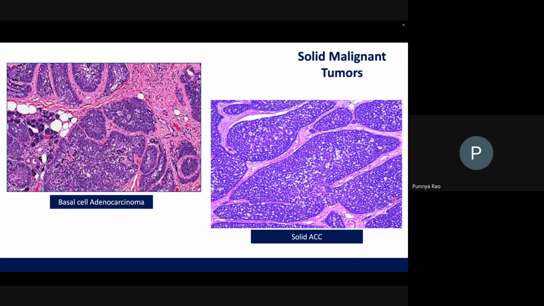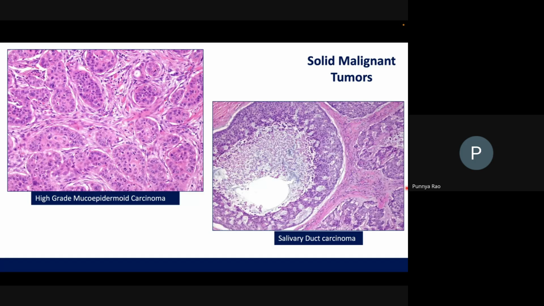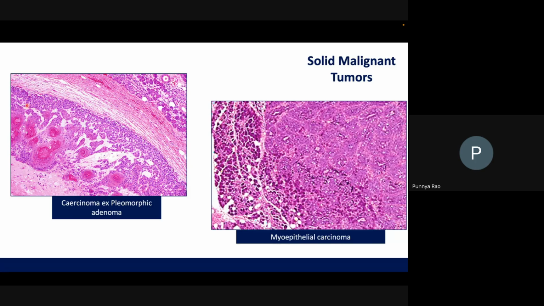Under this category, we have basal cell adenocarcinoma. We have the solid variant of adenoid cystic carcinoma. We have high grade mucoepidermoid carcinoma. We have another high grade neoplasm, that is salivary duct carcinoma. And then we have carcinoma ex pleomorphic adenoma, and myoepithelial carcinoma. All of these are hypercellular. They appear to be very active, and there will be presence of necrosis, which you need to look for.